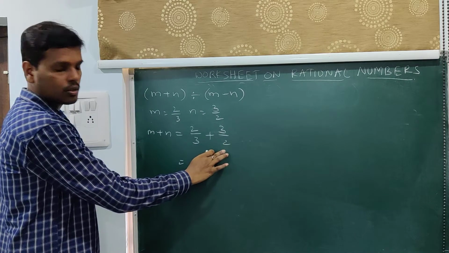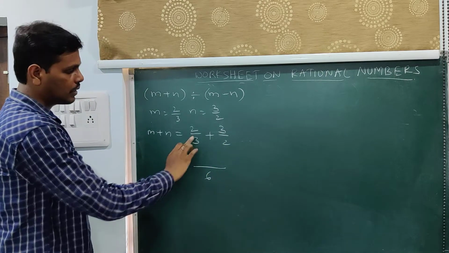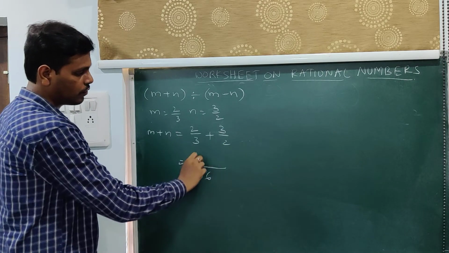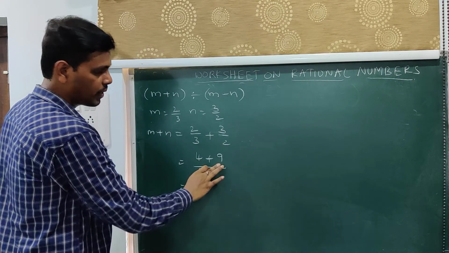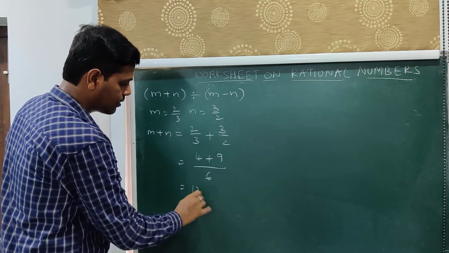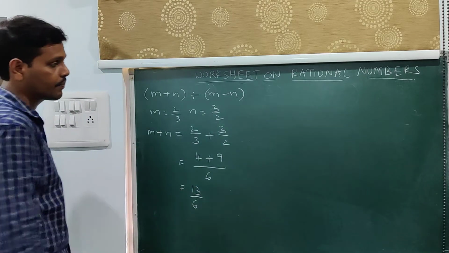So LCM of 3 and 2 is 6. Now 3 2s are 6, 2 2s are 4, 2 3s are 6, 3 3s are 9. So 4 plus 9 is 13. So this is 13 by 6.